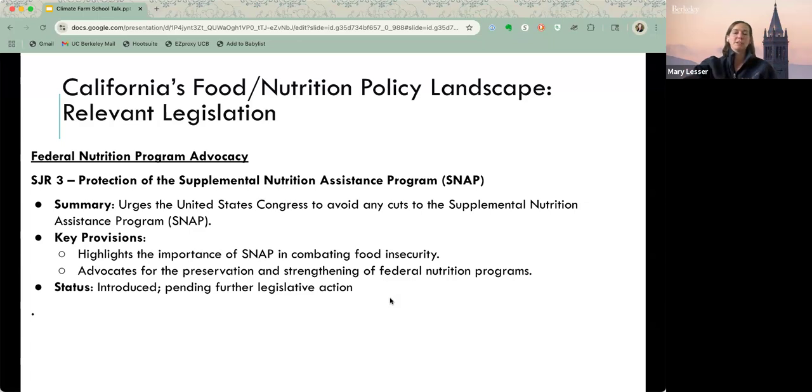So yes, Senate Joint Resolution. Thank you, Claire. I could not remember what that was. That's what SJR stands for. So anyhow, going back to that.